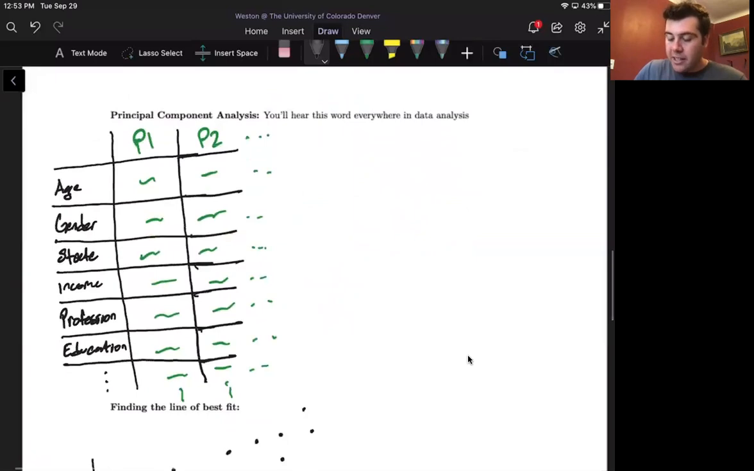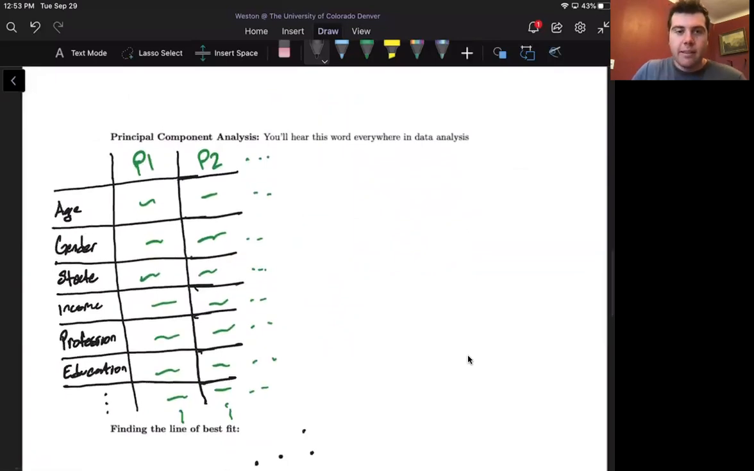And then one final thing to know about that we're not going to cover in this class, but it's important to know about, is principal component analysis. Data analysts in the profession and in research talk about this all the time. They love it. It's one of their favorite tools because it allows you to do something called dimensionality reduction.